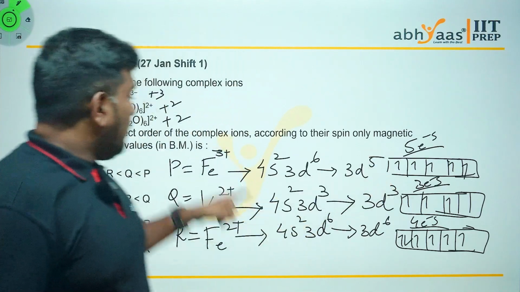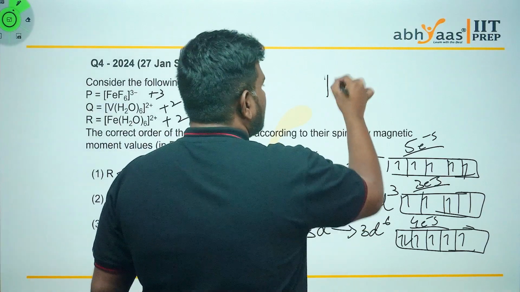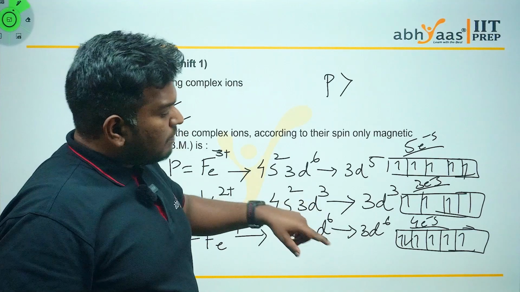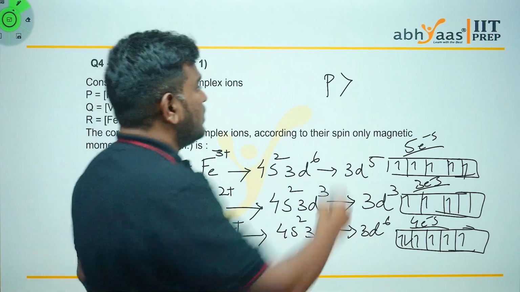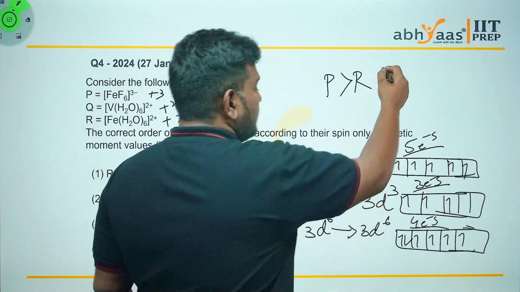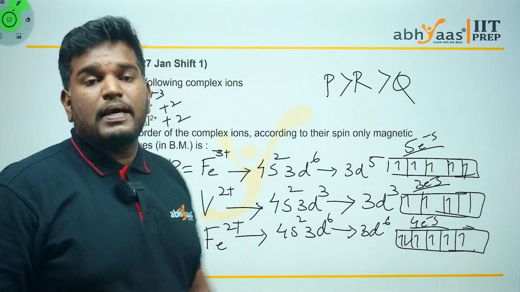So here P is having the maximum number of unpaired electrons, so P will be having the maximum magnetic moment. Then, which is the next one having the maximum number of unpaired electrons? It is R. So we have to say R will be having the second highest magnetic moment, and the least will be for Q. So this is our order of magnetic moment.